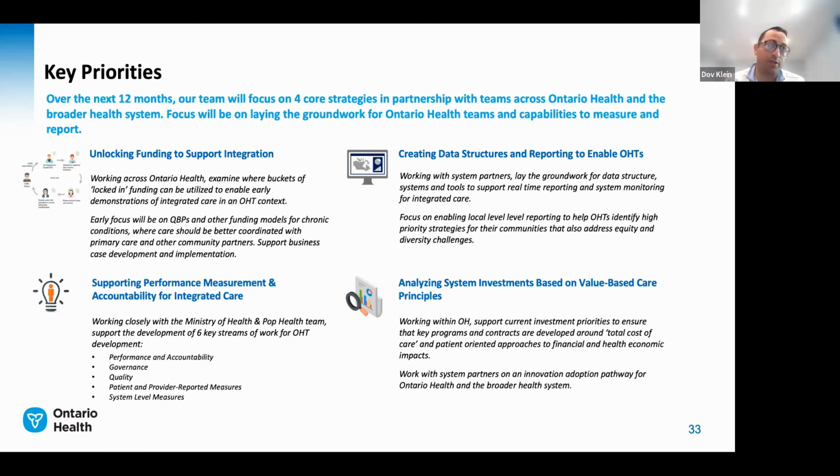The third area is around supporting performance measurement and accountability for integrated care, working with the ministry and with Jillian's team and with other parts of the ministry to really start thinking about performance accountability, quality, governance, and so forth for OHTs moving forward. And then the last area is around analyzing system investments based on value-based care principles.